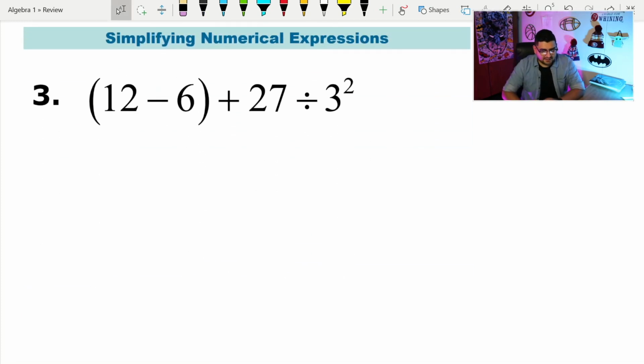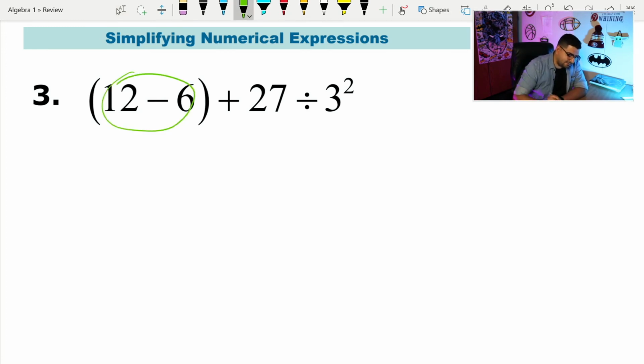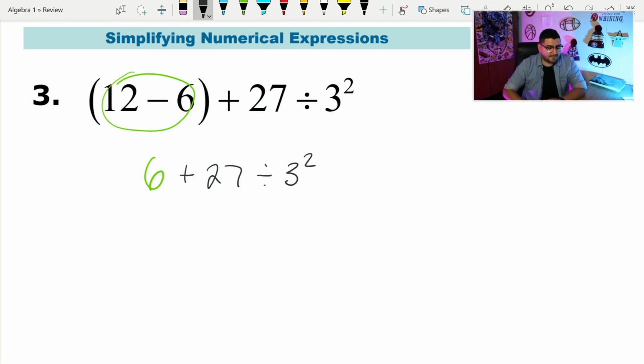Okay, so this one has a mix of a little bit of everything. So let's go ahead and look at this. Do I have grouping symbols? Yes, I do. Inside my grouping symbols, I have 12 minus 6. So if I go ahead and combine those, 12 minus 6 is just 6. So my grouping symbols go away because there's nothing else left inside them. I can do plus 27 divided by 3 squared. Okay.